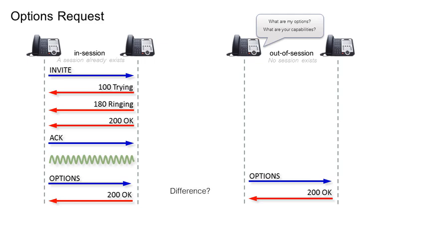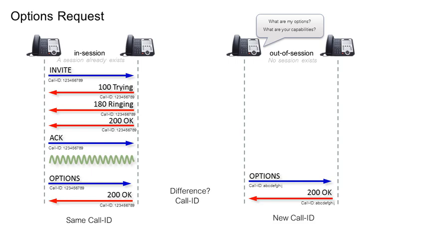Now, the only practical difference between them is the Call-IDs. In the in-session context, the OPTIONS request has the same Call-ID as the other messages in the session, whereas with the out of session, the OPTIONS request always has a new Call-ID.